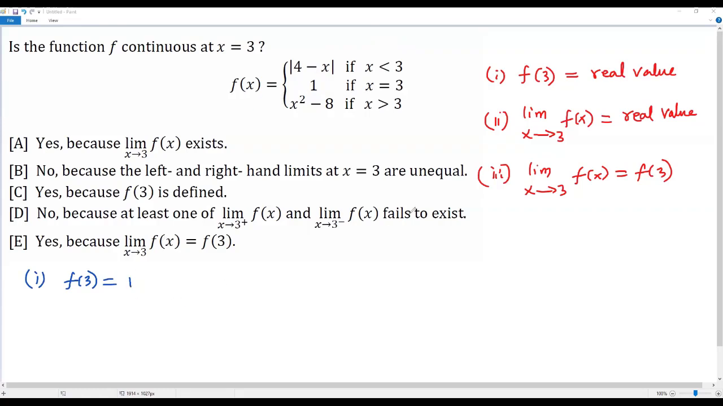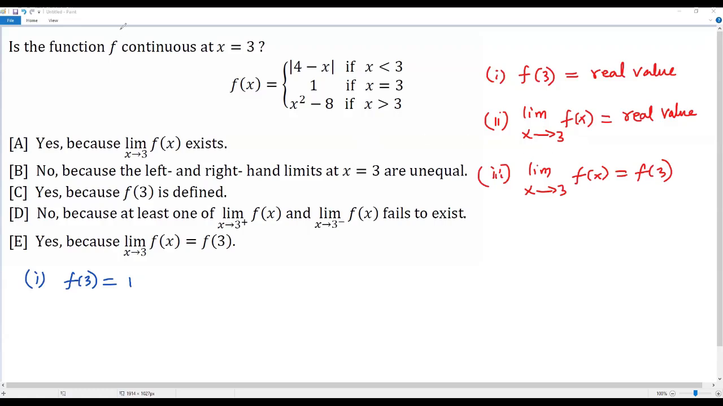Now I have to find the two-sided limit or ordinary limit at 3. So how do we do it? Actually it's a piecewise function. Since it's a piecewise function, here we have the first piece for x less than 3 and the second piece for x greater than 3. So we have to find the left side limit and right side limit. If both of them are equal, that is the result for the two-sided limit.